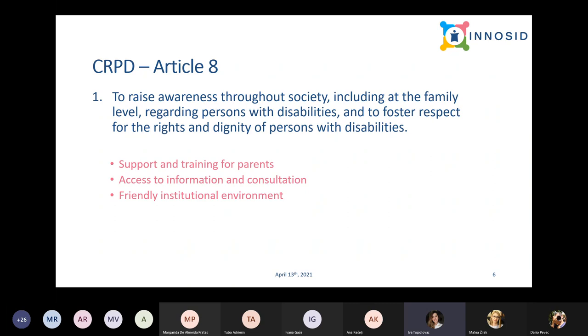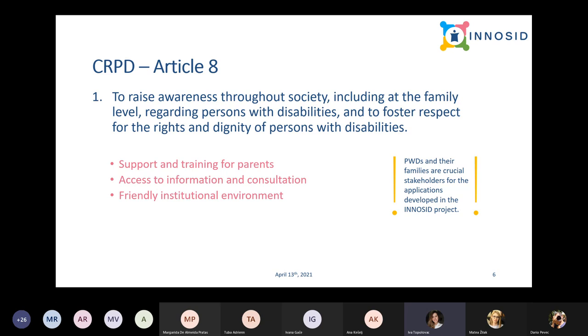So parents, it is necessary to provide parents with information and consultation, and they often help each other to get that support and practical advice, which is why it is not uncommon that most organizations for people with disabilities are led by the family members of people with disabilities, as is the case of the Croatian Down Syndrome Association, which participates in the INNOSID project, as you probably know, and which helped us in developing the Learn to Cook application.